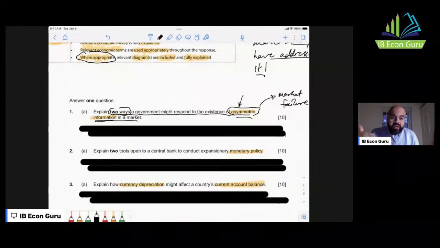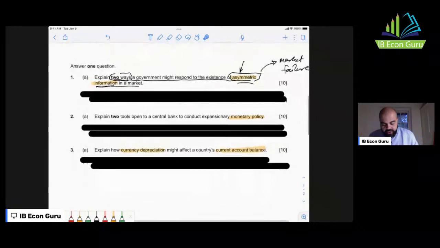Then you would explain that, okay, so this is asymmetric information. This is what causes asymmetric information. The government can respond by doing so and so and so and so. Okay, so then you can just wrap up again by saying, to conclude, two ways a government might respond to the existence of asymmetric information include so and so and so and so.